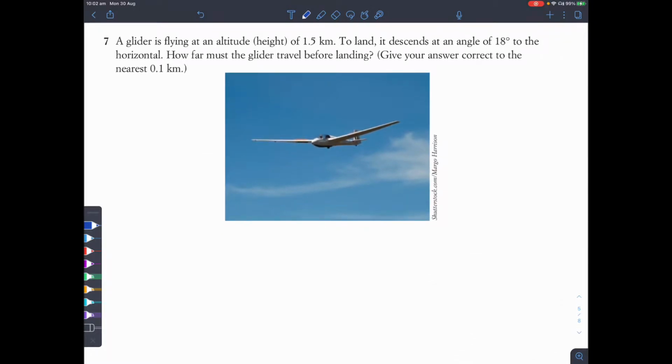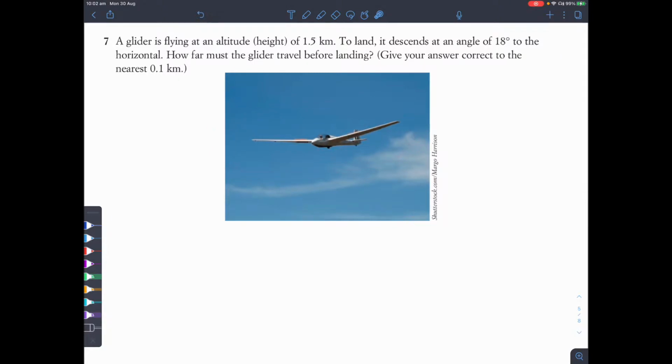All right, 7. A glider is flying at an altitude, height of 1.5 kilometers. To land, it descends at an angle of 80 degrees to the horizontal. How far must the glider travel before landing? Give your answer correct to the nearest kilometers. So here's a picture of a glider, okay?